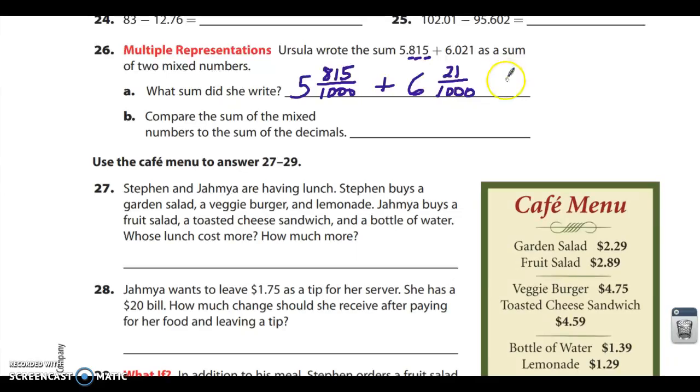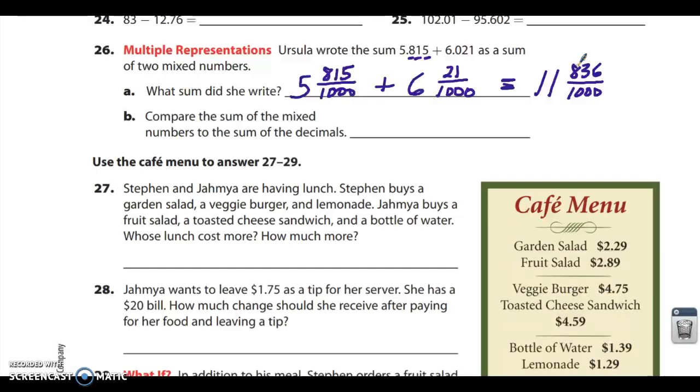If you do add, it would be equals. And this isn't as hard as it looks. You add up the whole numbers. 5 plus 6 is 11. Your denominator is 1,000. Your numerator is simply 815 plus 21. You can do that mentally. The ones place is 1 plus 5 is 6. And the tens place is 2 plus 1 is 3. So it's 836. So the total answer there is 11 and 836 1,000ths.